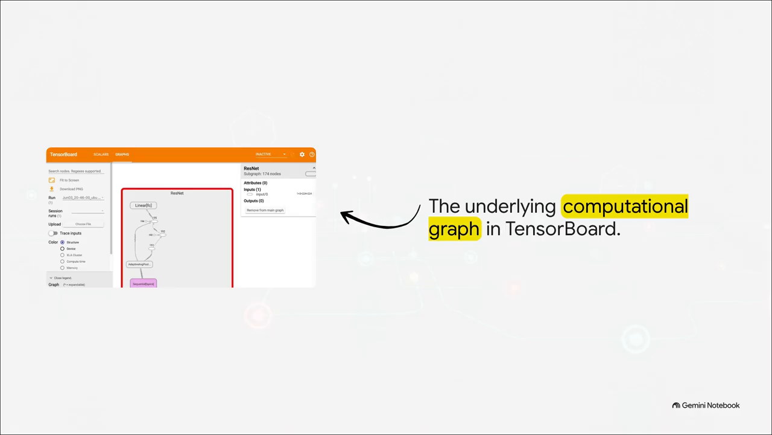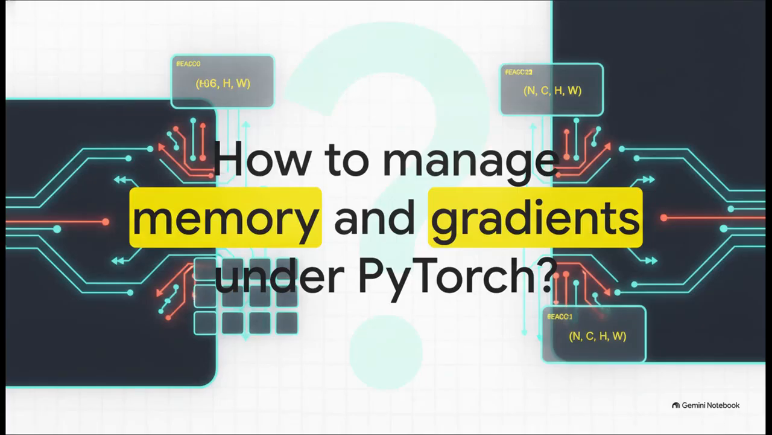Bringing this all full circle, when you visualize the underlying computational graph in TensorBoard, you're seeing the actual physical manifestation of the eager execution engine we've been breaking down today. It's a living, breathing map of tensors, layers, and operations actively spinning up and being tracked dynamically as your data flows through. So, as deep learning models continue to grow infinitely larger and more complex, how will you manage this invisible dance of memory and gradients underneath your code?